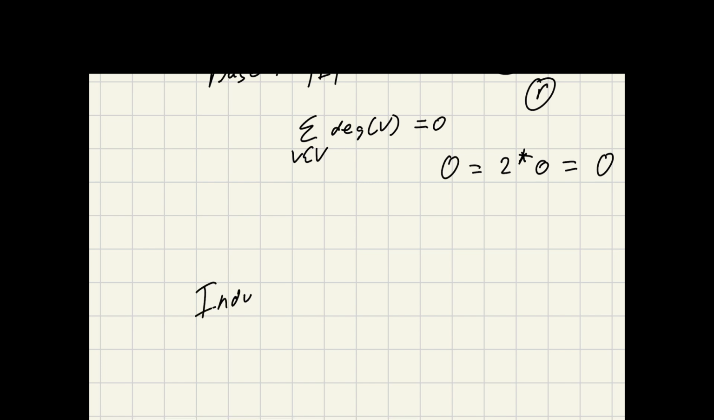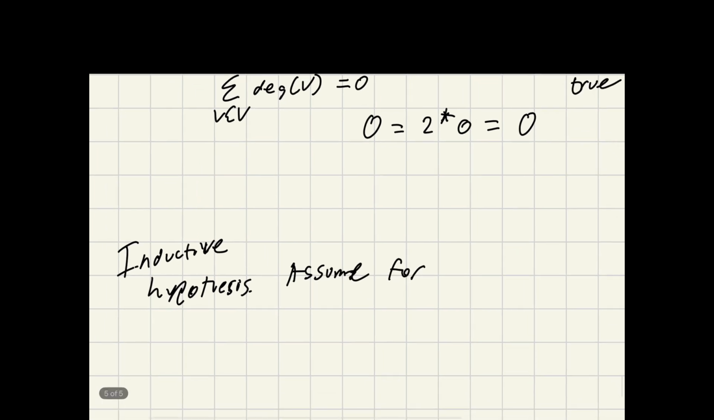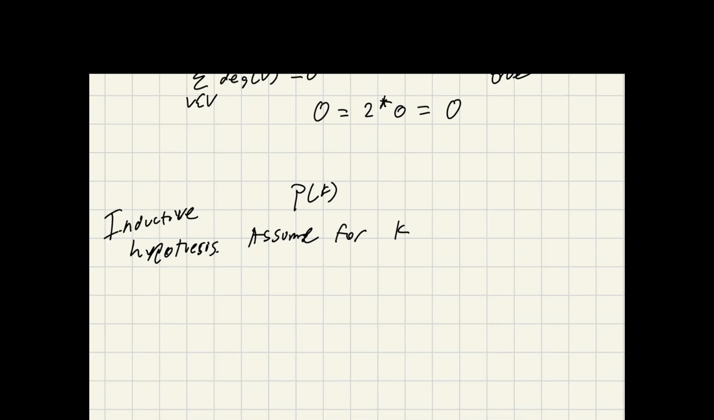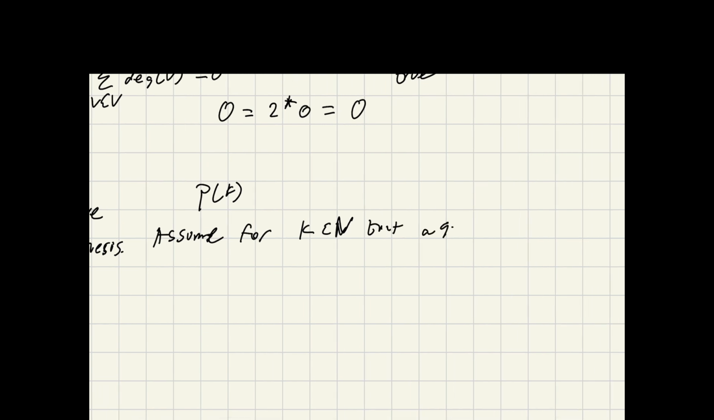For the inductive hypothesis, assume, for k, so this is P of k, assume for k in the natural numbers that a graph with E equal to k edges satisfies the proposition above.